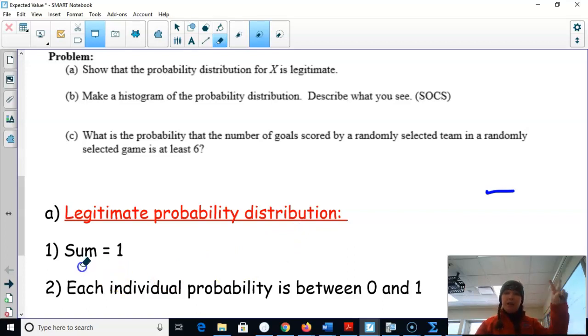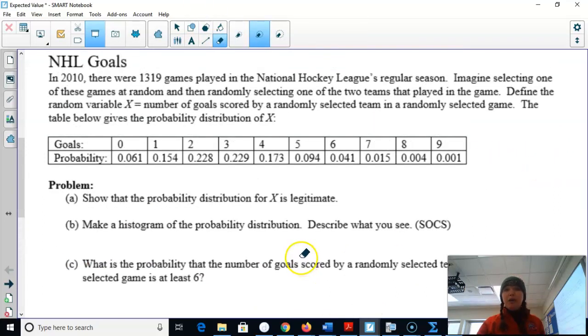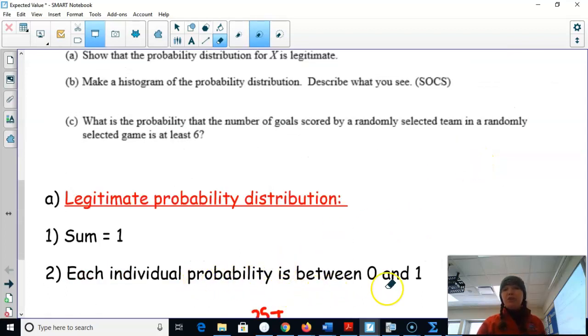And there's one other thing that you have to show. You have to say that each individual probability is between 0 and 1. And you literally need to just check that, okay? So what we could do right now is pause our video, add these up and make sure that they are equal to 1. Then we need to make sure that each individual probability is between 0 and 1.